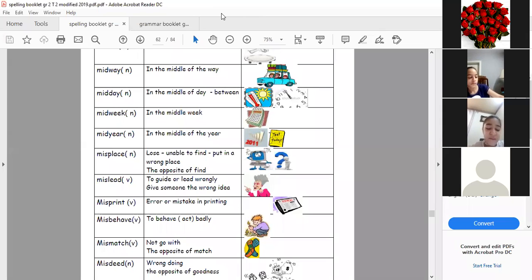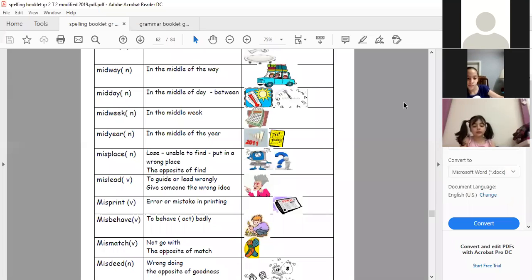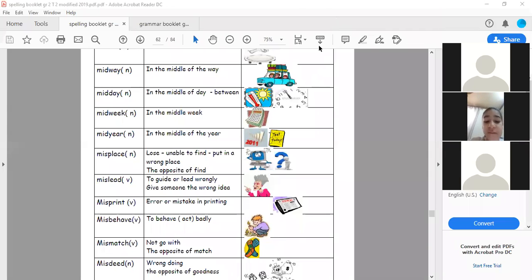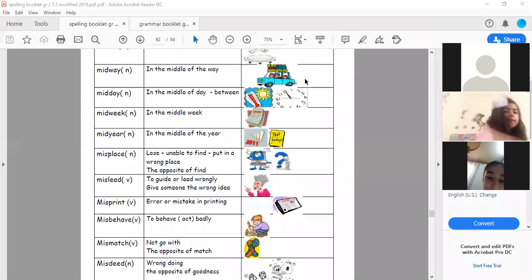Okay, mislead. Repeat after me. Mislead. Okay, Lara, what does mislead mean? Lara? Yes, teacher. Read it here. You see it or no? Yes. What does mislead mean? To guide or lead wrongly. Yeah, give someone the wrong idea or the wrong information.